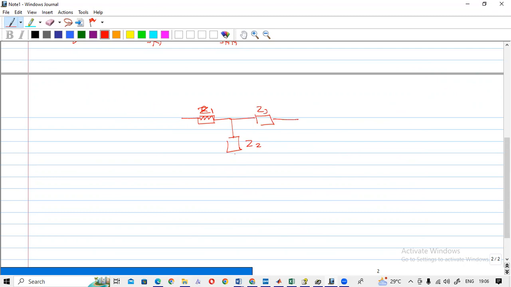So you have this kind of circuit. This can be any circuit. This is a microwave circuit. Let's say that this is port 1 and this is port 2. So this can be the input port or the output port, anything.